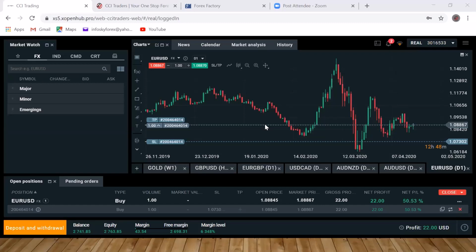Okay. I want to find out if CCI time is the same with GMT. Yes. The time here is the same time with GMT, not the same time with New York.